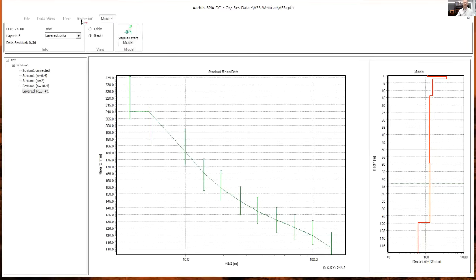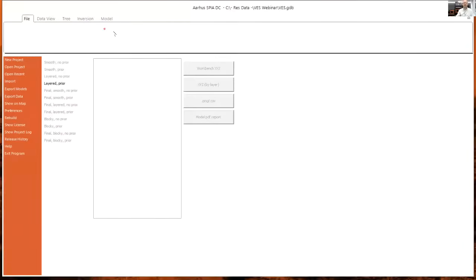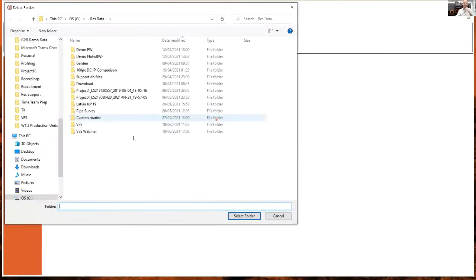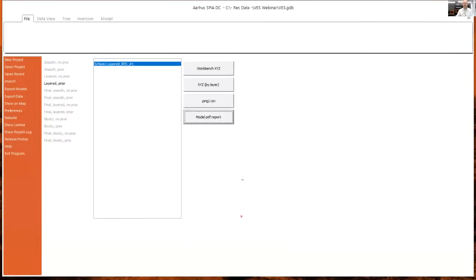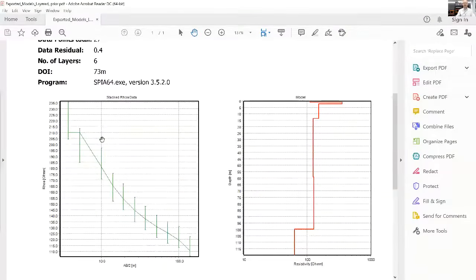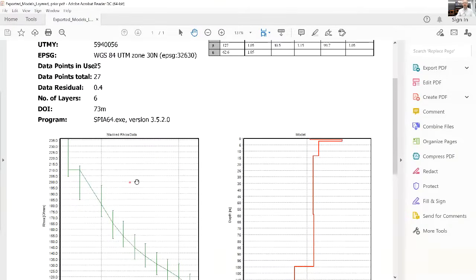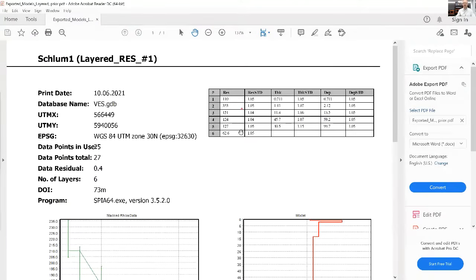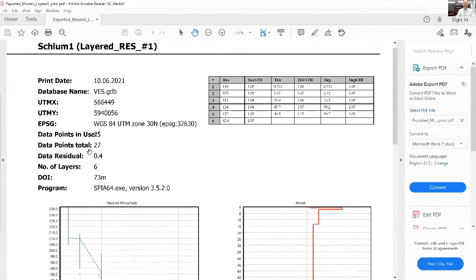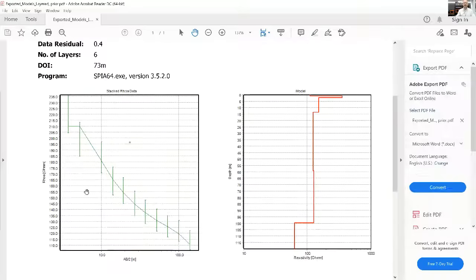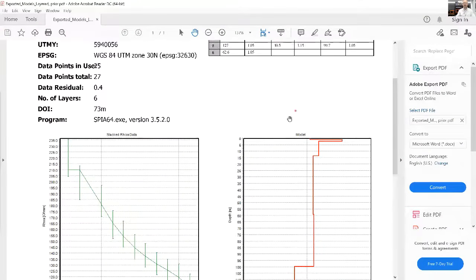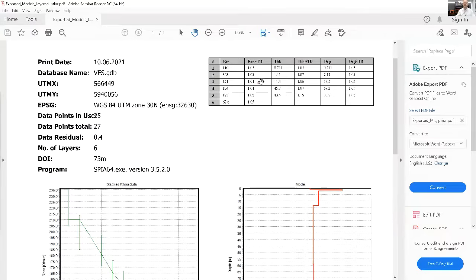As I said, I can actually then export these, so I can export the model. So pick which one I want to export, say model PDF report, select it, say model PDF report. Save that into my folder, and then I get this result where I've got the sounding curve, the model broken down into a table, and header information about the result. And then I'll also be able to export these as individual images, this as an image, this also as an Excel sheet, just a simple CSV file, which then would allow me to import it into other stuff.